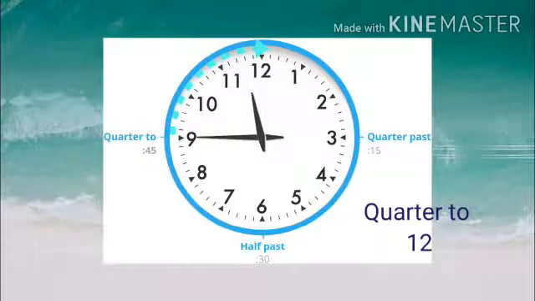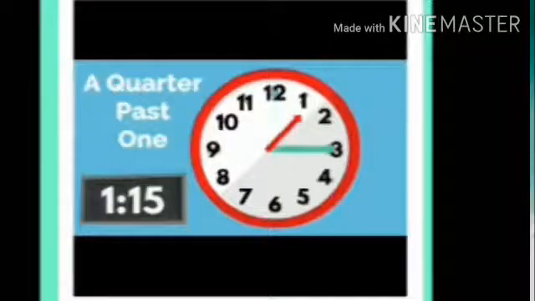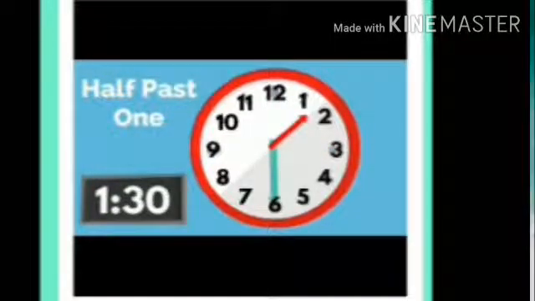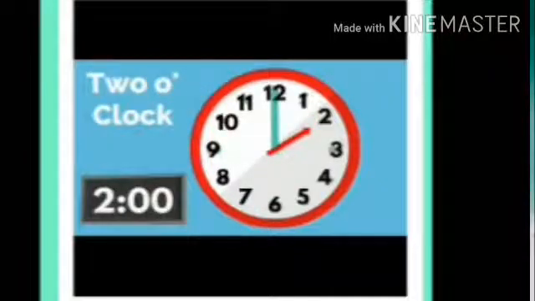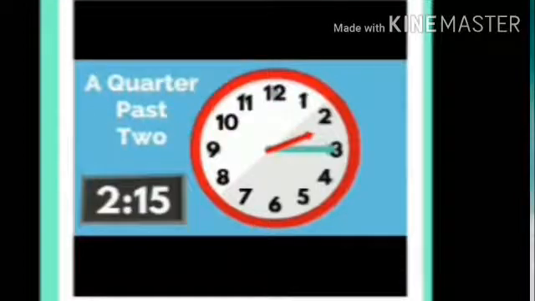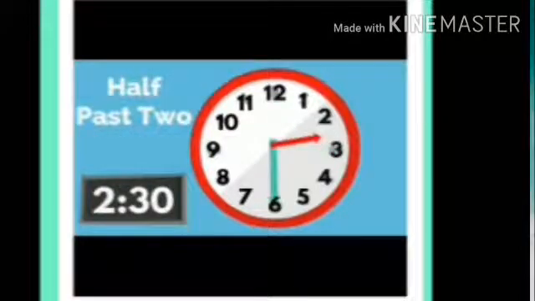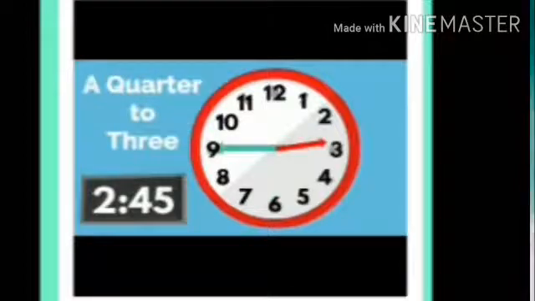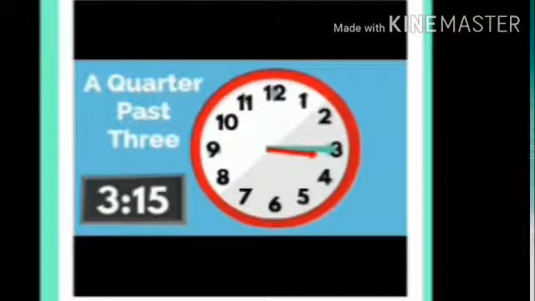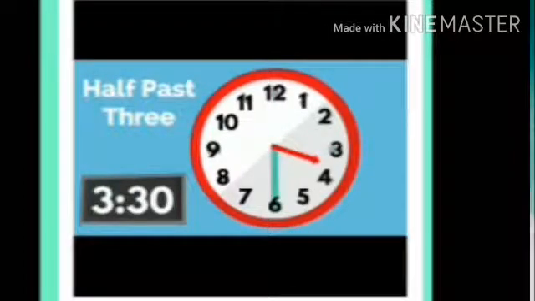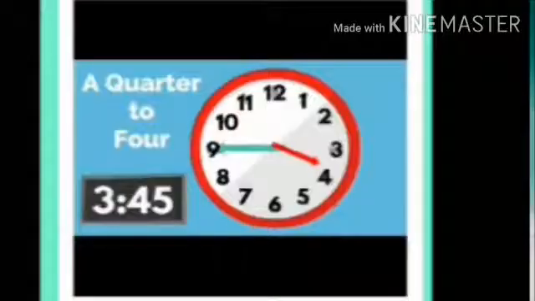Now let us summarize this through a few examples. 1 o'clock, quarter past 1, 1:15, half past 1, 1:30, quarter to 2, 1:45, 2 o'clock, quarter past 2, 2:15, half past 2, 2:30, quarter to 3, 2:45, 3 o'clock. Then quarter past 3, 3:15. Again half past 3, 3:30. Quarter to 4.